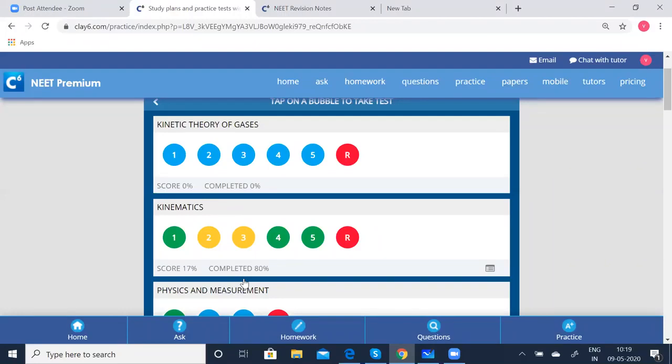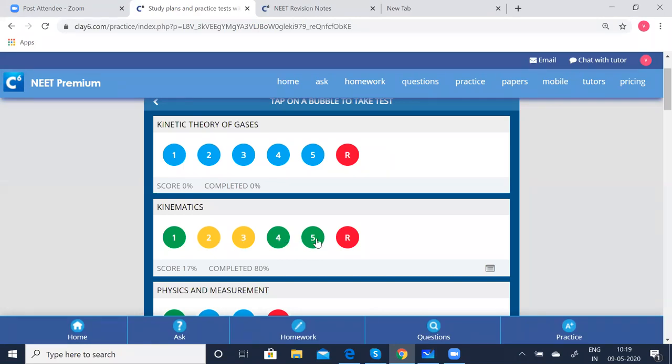The blue bubble indicates that you have not taken the test. The red bubble is the random test which you can take. The green bubble says that you have already taken the test. And the yellow bubble says it is an incomplete test. You can take the test, you can continue the test. You can as well take the test any number of times. Even if you have done it once, it doesn't mean that the test has ended there.